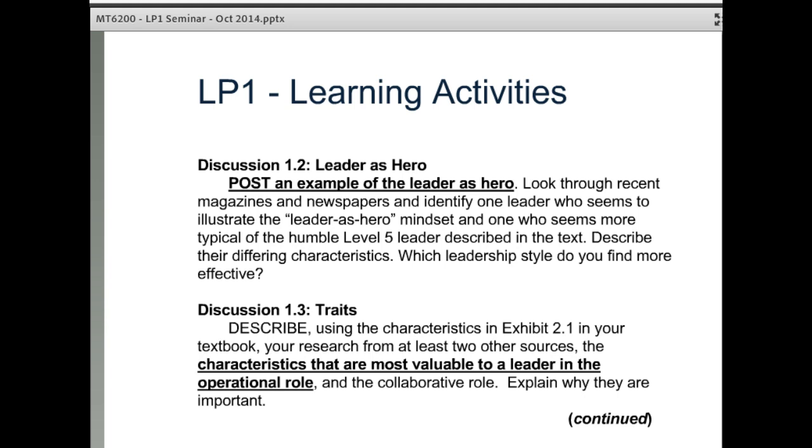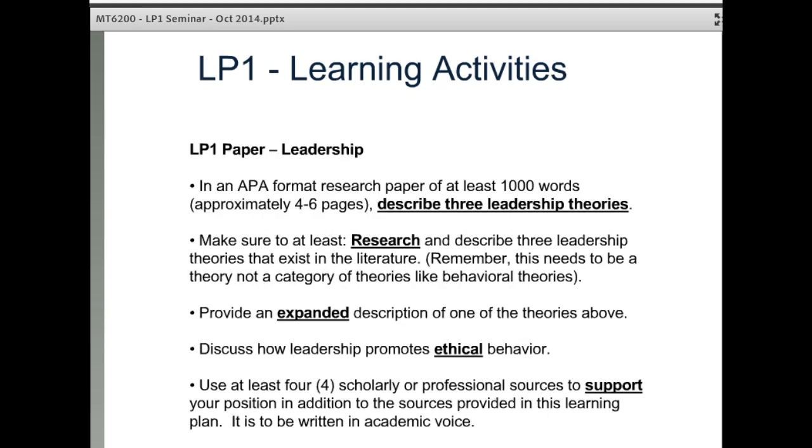So pretty self-explanatory, but also on discussion 1.3, traits, talk about the characteristics that are most valuable to a leader in the operational role and the collaborative role. So look for those opportunities to understand not only operational but collaborative. Very good discussion. And then when these are posted, engage in the discussion, get involved, participate as much as possible. Your contributions make a big difference.